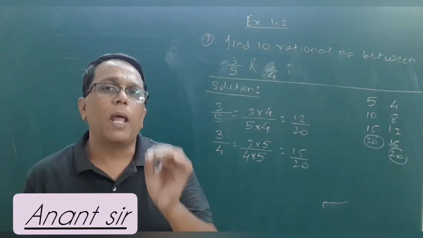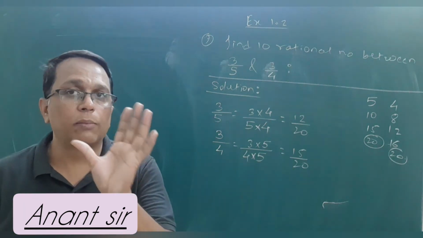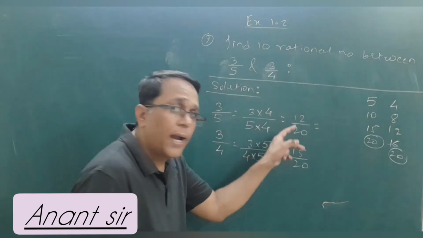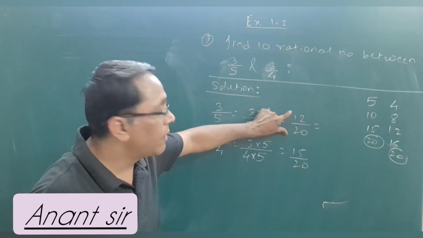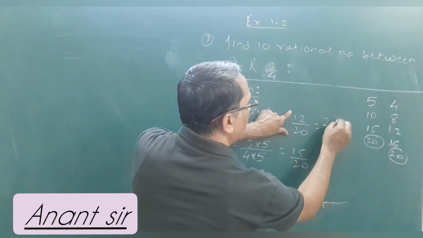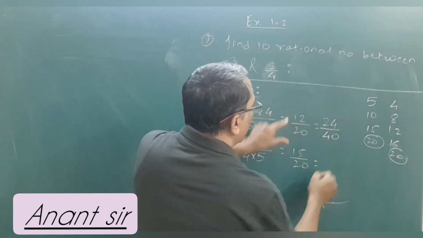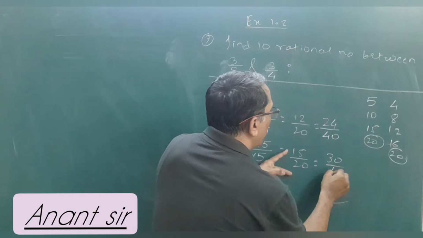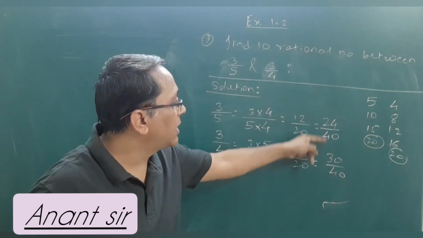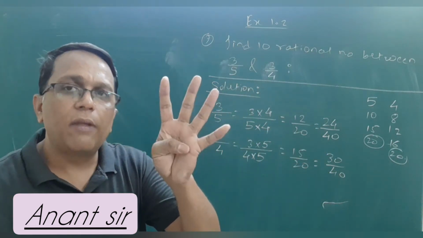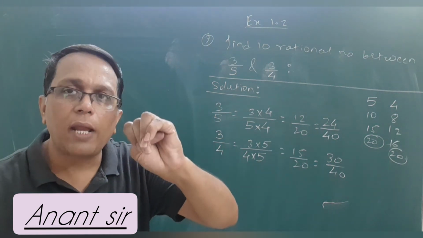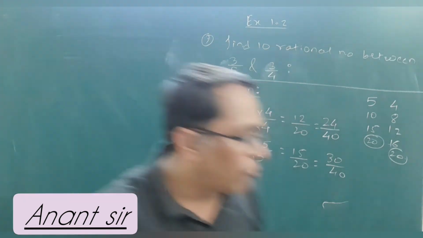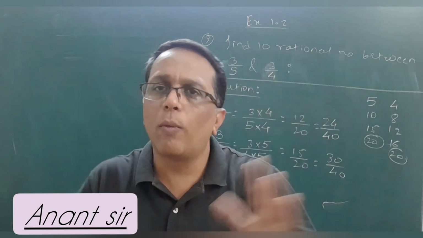Now say if you multiply by 2, okay, if you multiply both the numerator and denominator by 2, what will be your answer? It will be 24 by 40. If you multiply here by 2, what will be your answer? 30 by 40. But still you get only 5 numbers, right? 25, 26, 27, 28, 29. But we want 10 numbers, right? So we will have to make the denominator more.